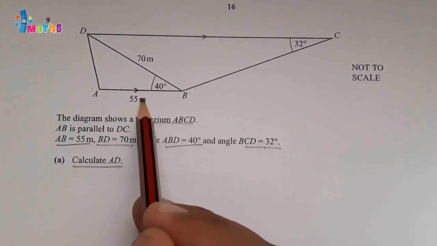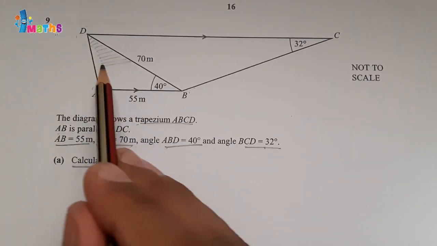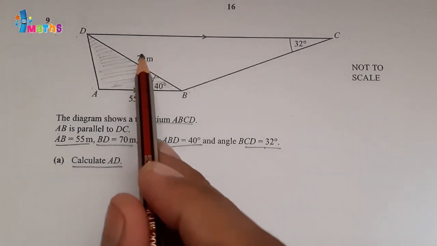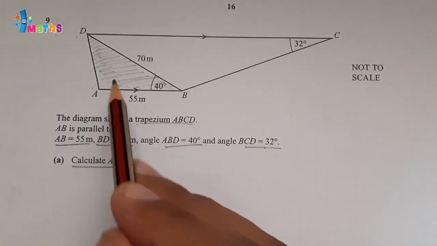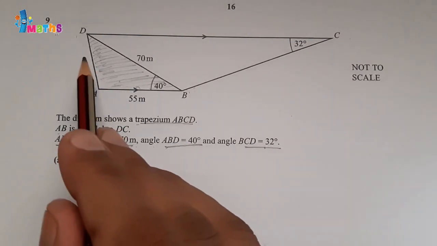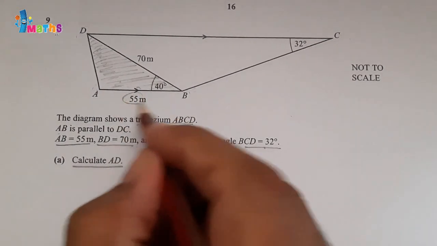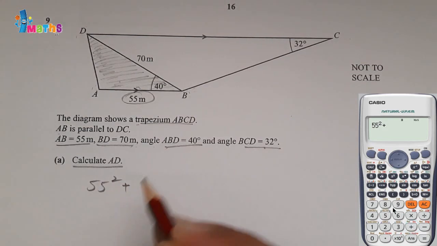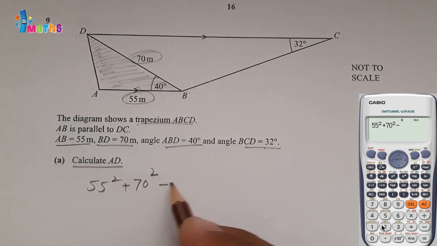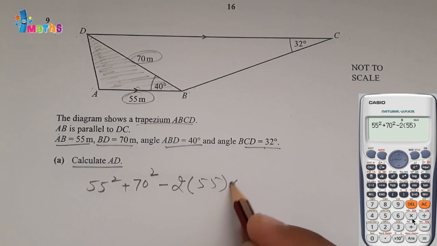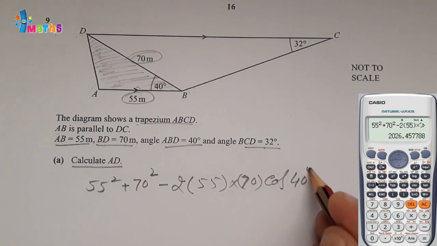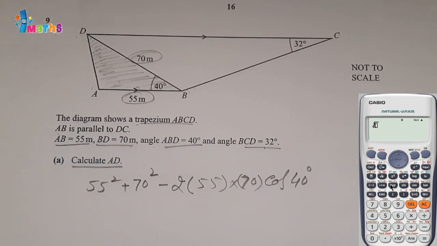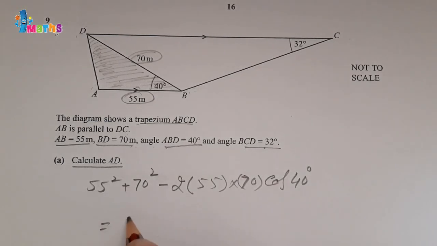So for this shaded triangle, these two sides are given plus the included angle is given, which is the condition for the cosine rule. So we'll be using the cosine rule to find the length of this side. So we can write this side squared, 55 squared, plus this side squared, which is 70 squared, minus 2 into 55 into 70 cos of the included angle, which is 40, so cos of 40 degrees. So now we will put this in our calculator and we will get the value, which is 45.